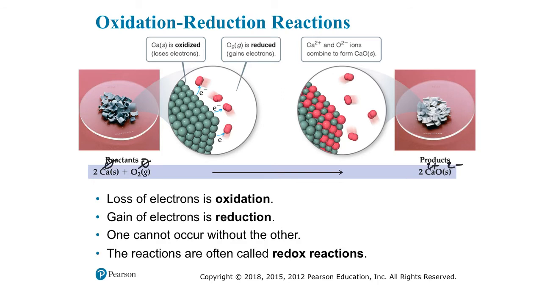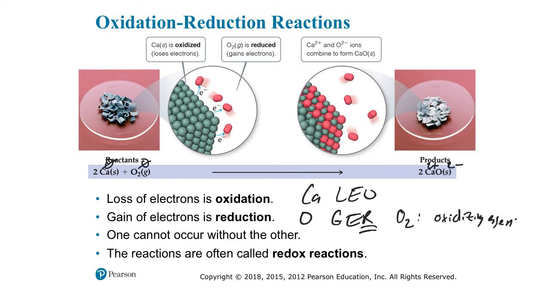So the calcium is undergoing oxidation. The oxygen is undergoing reduction. The calcium is losing electrons, and losing electrons is oxidation. The oxygen is gaining electrons, and gaining electrons is reduction. We can also look at calcium and O2 as the substances and say O2 is our oxidizing agent because it's the facilitator of the oxidation, and calcium is the reducing agent.